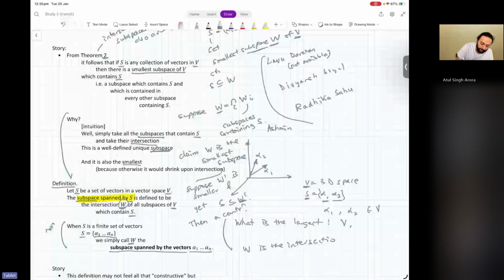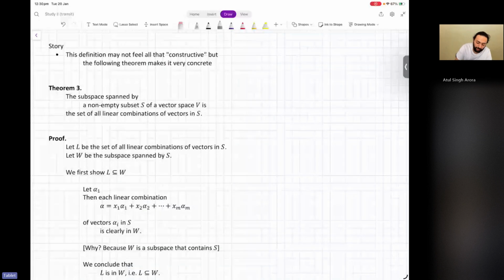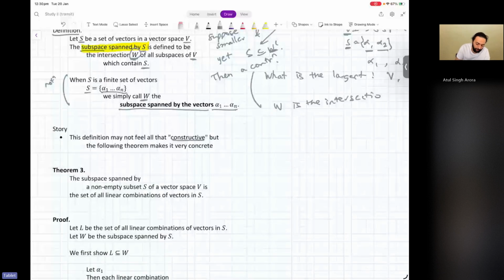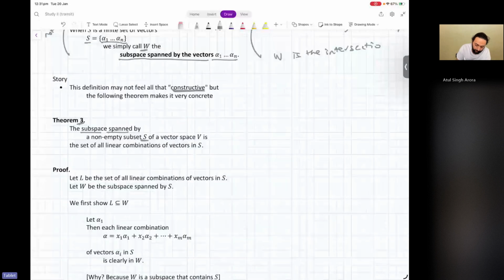Right. So now the definition is not very constructive. What I said is, you look at the set of all subspaces and you take the intersection, or you take the smallest subspace that contains the set, and so on. It feels a bit complicated, but it turns out there's a much cleaner, constructive way of defining the same object, and theorem 3 basically shows this equivalence. So what it says is to consider the subspace spanned by the non-empty set S of vectors in this vector space V.